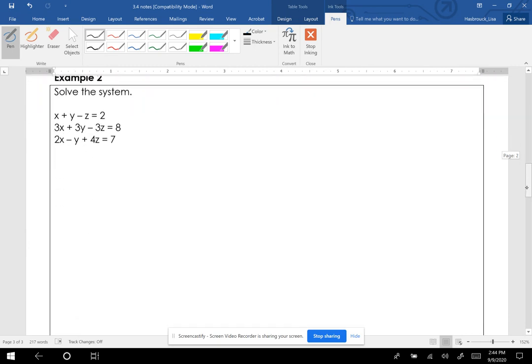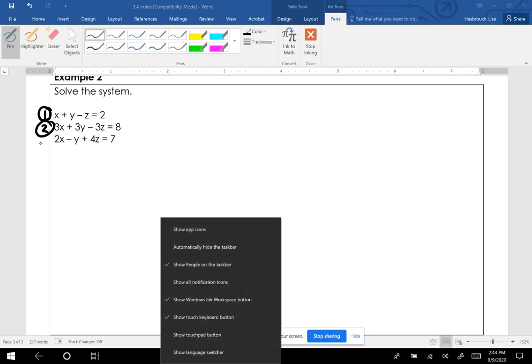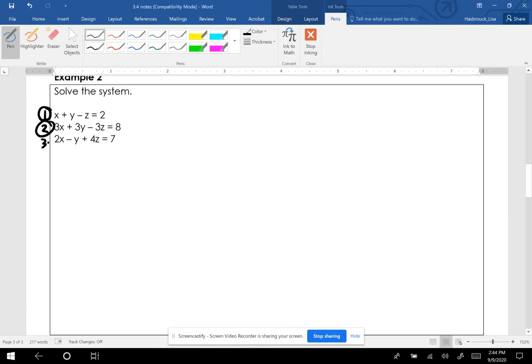Okay, we have another one to solve. x plus y minus z equals 2. That's equation 1. Equation 2 is 3x plus 3y minus 3z equals 8. And equation 3 is 2x minus y plus 4z equals 7.